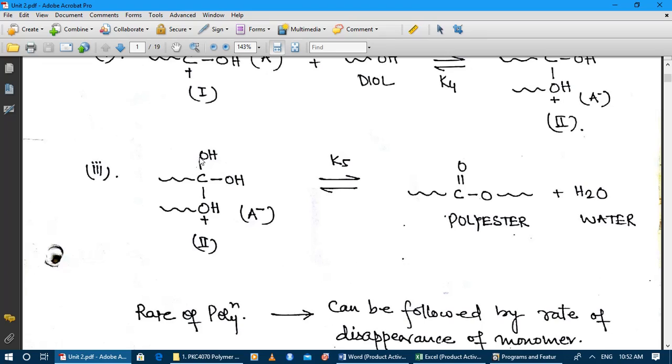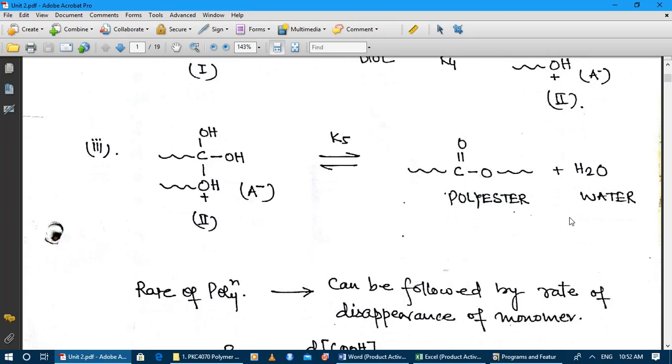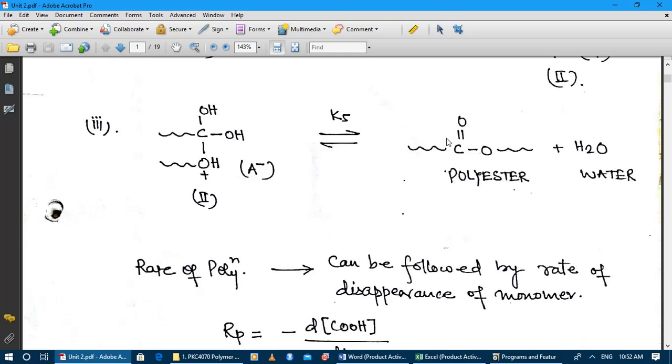You can see there are 3 hydroxyl groups, 1, 2 and 3, and 3 oxygens. One OH group is on the left hand side, which is not shown. You can see the polyester and water as the products of this reaction.